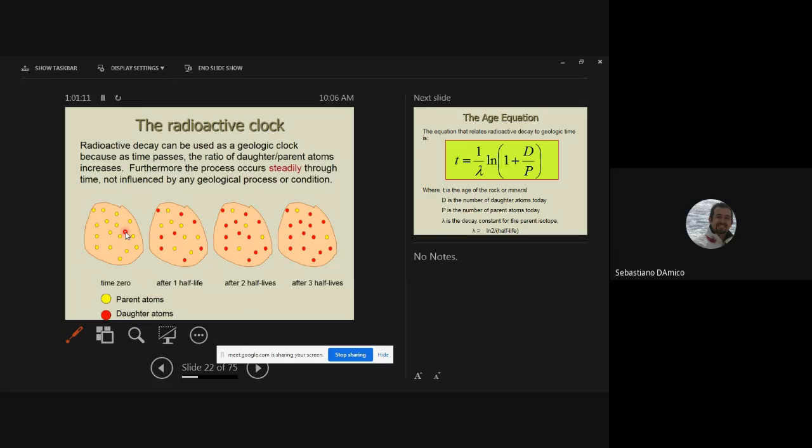But actually, that's a big assumption on this particular subject, because the big assumption is that at the beginning, when we start at this zero point, we have no daughter elements. If we don't have zero daughter elements, we will be biased. It's like having cheating, more or less white hair, okay?